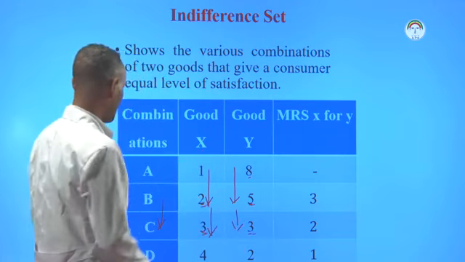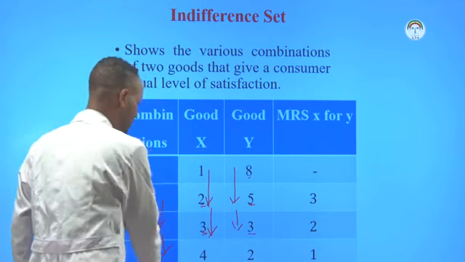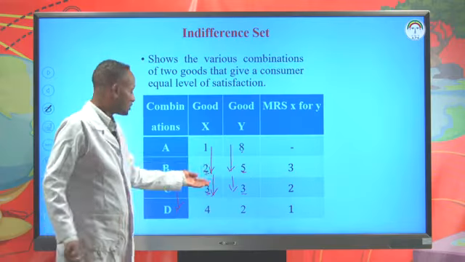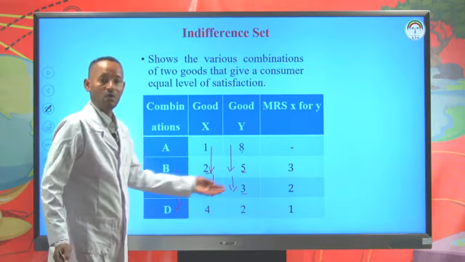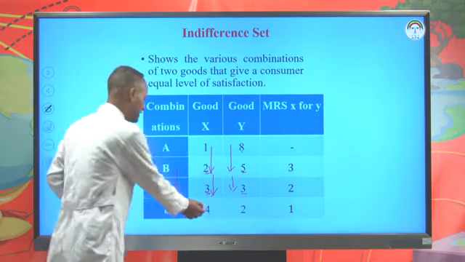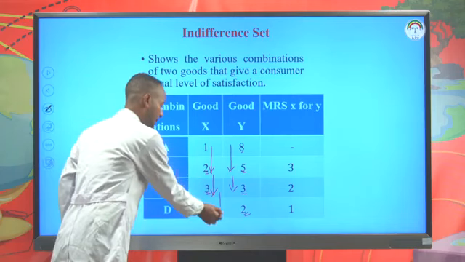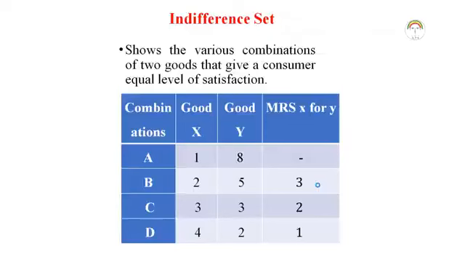And finally, when we come from combination C to combination D, the satisfaction that a consumer derives from 3 units of X and 3 units of Y is equal to the satisfaction that he derives from 4 units of X and 2 units of Y. Because as we increase the consumption of X, we are declining consumption of commodity Y.